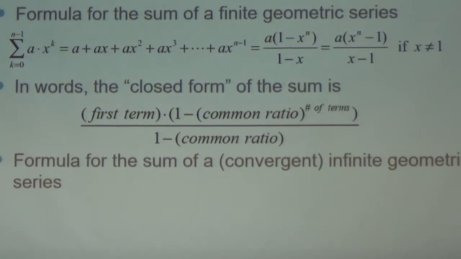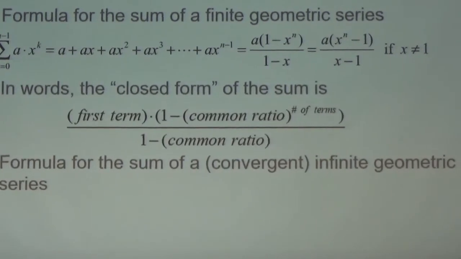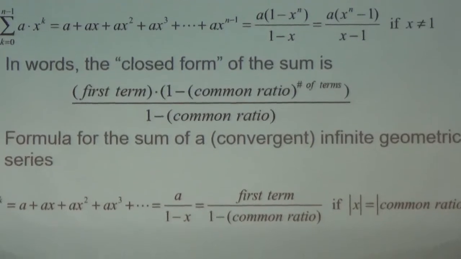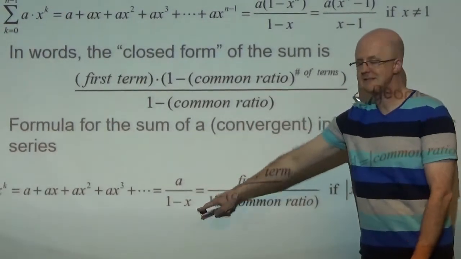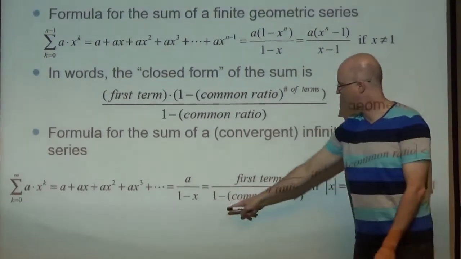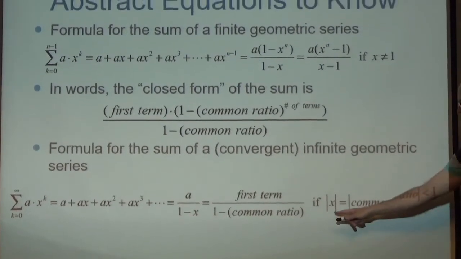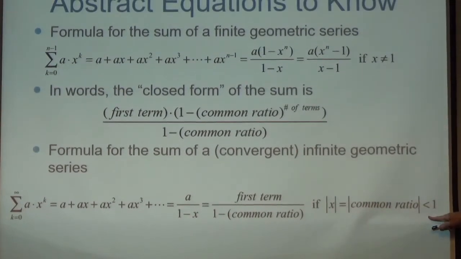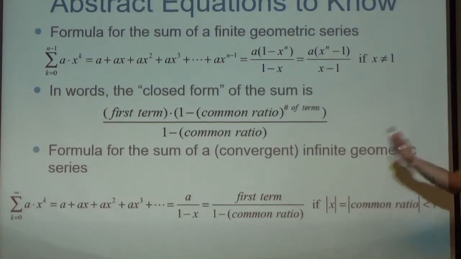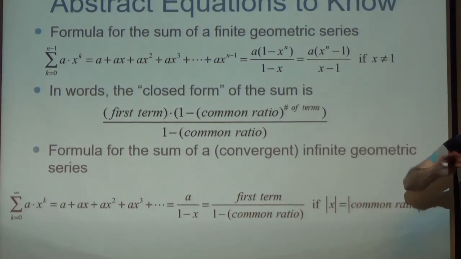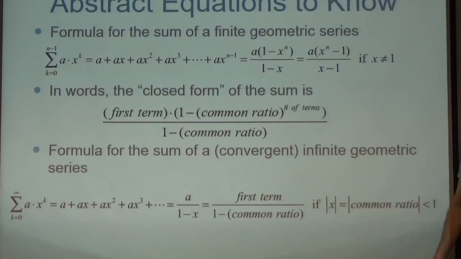How about an infinite geometric series? As long as it's convergent, it converges to a over 1 minus x, which is the same as the first term over 1 minus the common ratio. When will that be true? It's true as long as the common ratio in absolute value is less than 1, between -1 and +1, exclusive. Do not include 1 or -1 in that. This is a strict inequality, that is important. In most of our applications, x is going to be between 0 and 1.